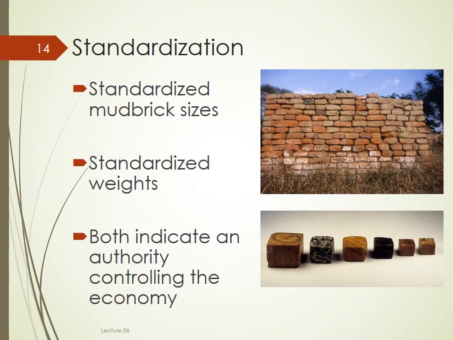Another sign of increasingly state-like organization in the Indus region was the appearance of standardized products. The basic building material of the region was mudbrick, and the sizes of these bricks became standardized in the early 3rd millennium. Small cubical stones of standardized sizes and weights also appeared, apparently scale weights used by commerce. Both developments indicate an authority with the power to dictate economic activities.